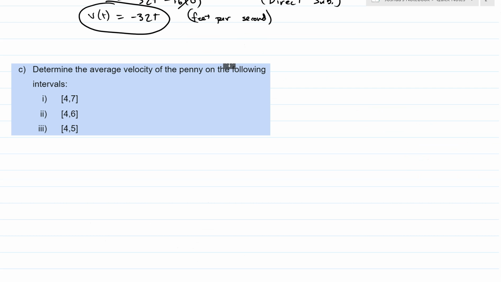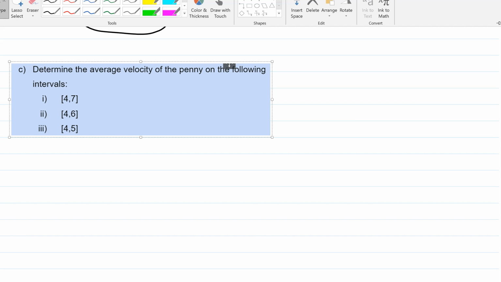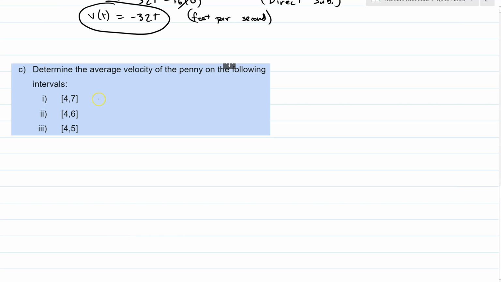Okay, so next we need to determine the average velocity of the penny on the following intervals: from 4 to 7, from 4 to 6, and from 4 to 5. So when it says from 4 to 7, that means from t equals 4 to t equals 7. For the next one, that's t equals 4 to t equals 6, and so on. So these are t values, or time values, that they're given. So from 4 seconds to 6 seconds, 4 seconds to 5 seconds, so on. So let's do part 1 first.